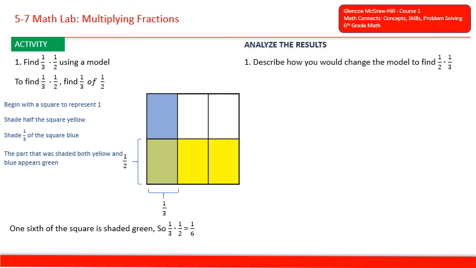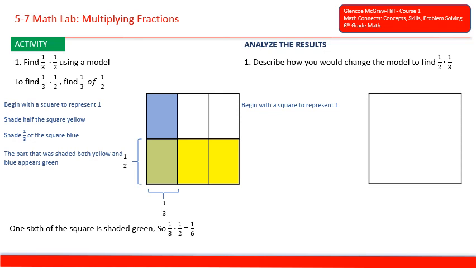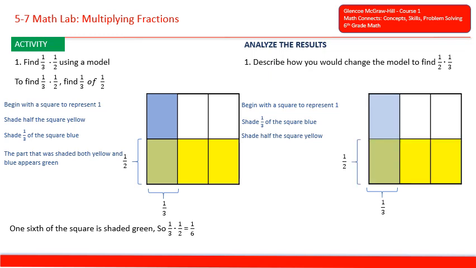Analyze the results. Describe how you would change the model to find 1/2 times 1/3. Begin with a square to represent 1. Shade 1/3 of the square blue. So we're going to do the thirds first. Shade that blue, and then shade half the square yellow. So we now divide it into halves, going the other way, and shade half yellow.